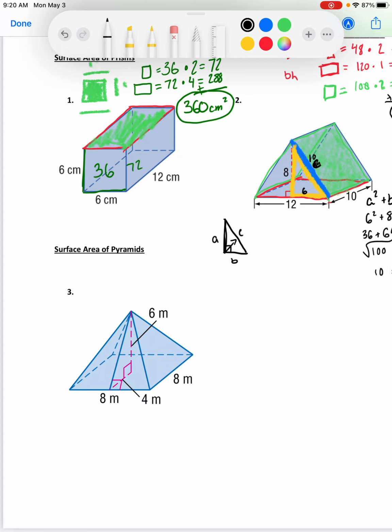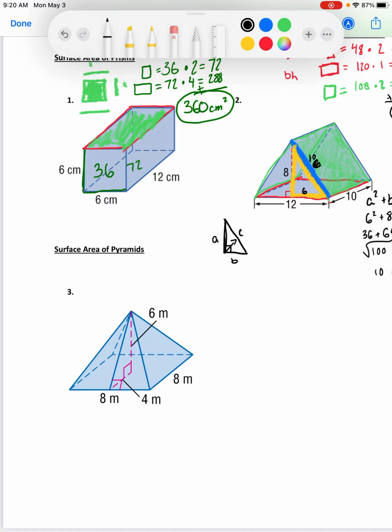Okay, now into the surface area of pyramids. So surface area of pyramids can be messy. And the reason for that is that a lot of our stranger pyramids are going to deal with calculating apothems, which we're not really going to go into as in depth as you would need to in order to find the surface area of all these lovely pyramids. So we're going to focus on rectangular pyramids today.